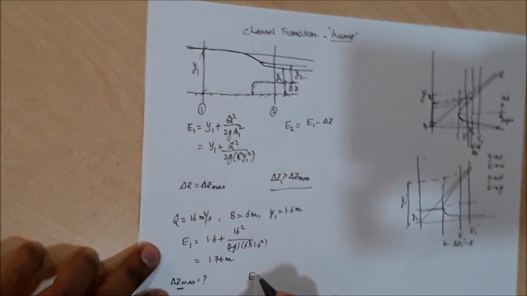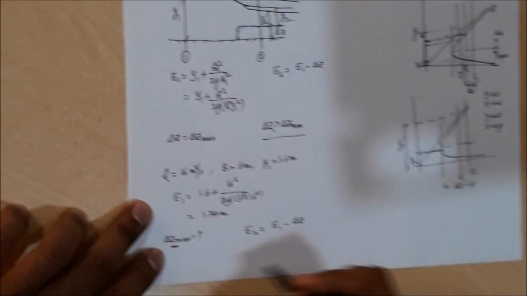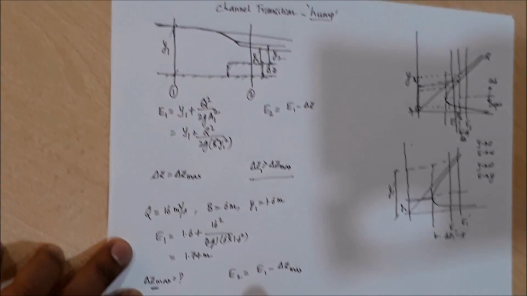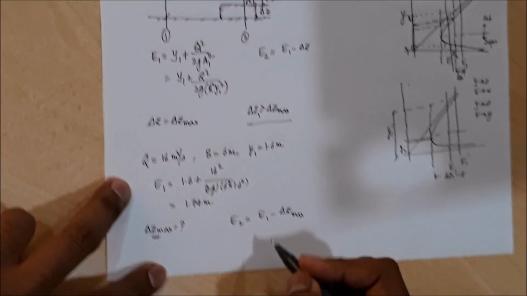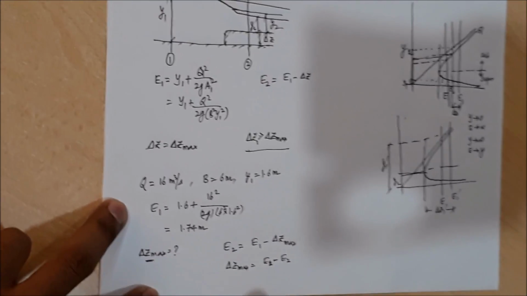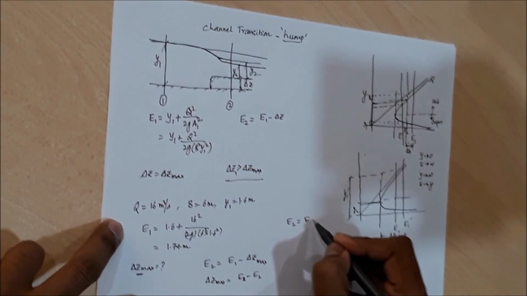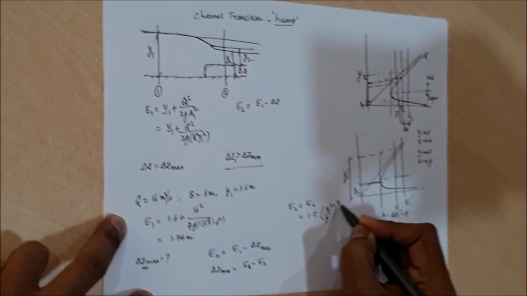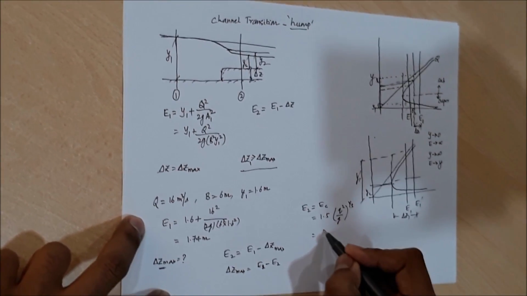Okay, so the energy at section 2 will be E1 minus delta Z. So we are interested to find what is that maximum delta Z, which will result in no changes in the upstream condition. So the delta Z maximum will be equal to E1 minus E2. Now the E2 is the energy at second section, and because when Z is maximum, the condition happens to be critical, we can find the EC value as, for a rectangular channel, 1.5 times (Q square by G) to the power 1 by 3.